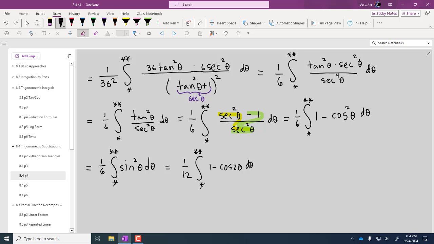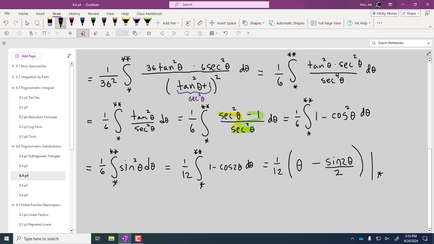Okay, so now we can integrate. We haven't even integrated yet. Jeez. So sine of 2 theta divided by 2. Placeholder limits.